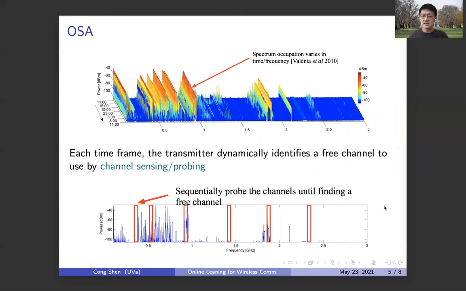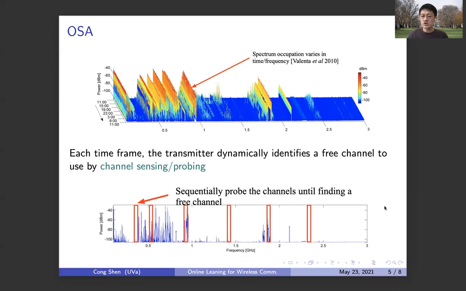However, I want to emphasize that with this time and frequency variation, the algorithm that attempts to use this unutilized spectrum has to be highly dynamic. It is not stationary. You cannot fix on a channel and use it for a long period of time, nor is there a certain frequency that is always available. So in each time frame, the transmitter dynamically identifies a free channel to use by channel sensing or probing. But as you can see in the bottom, we have a problem of selecting the channel, because you have many frequencies and need to figure out which one you can use.